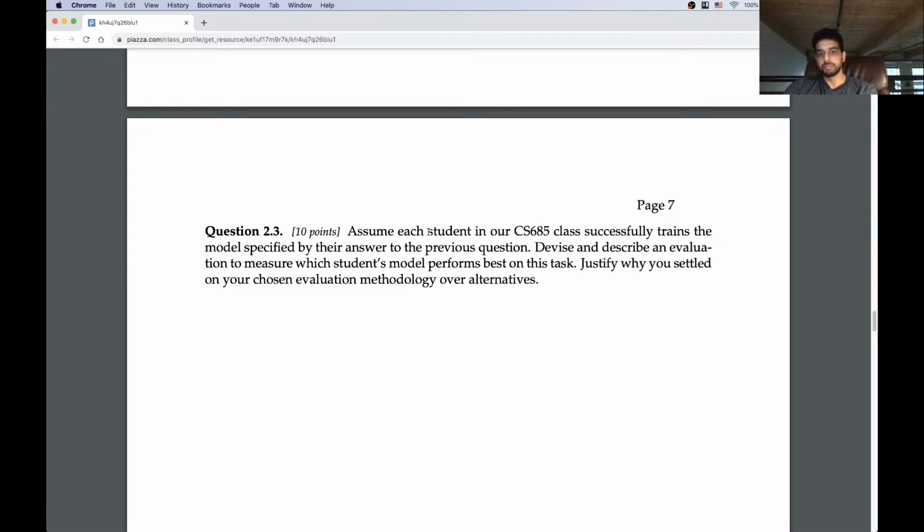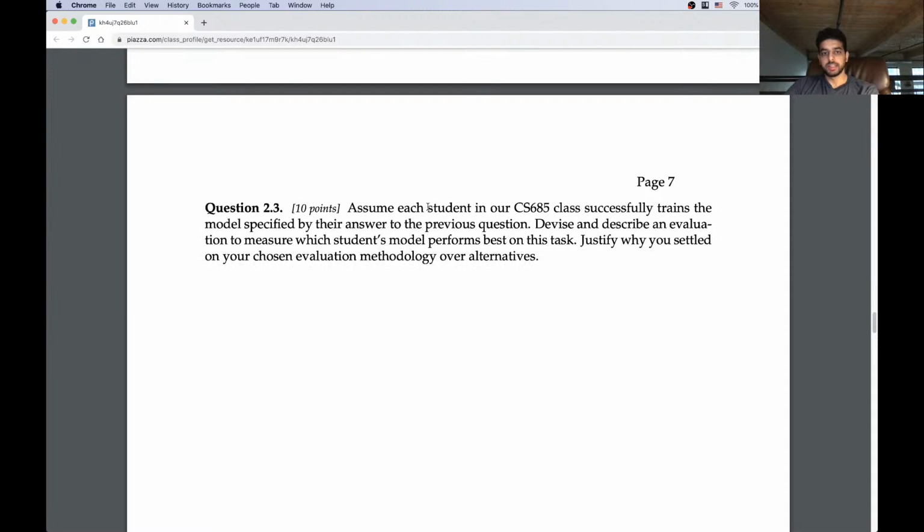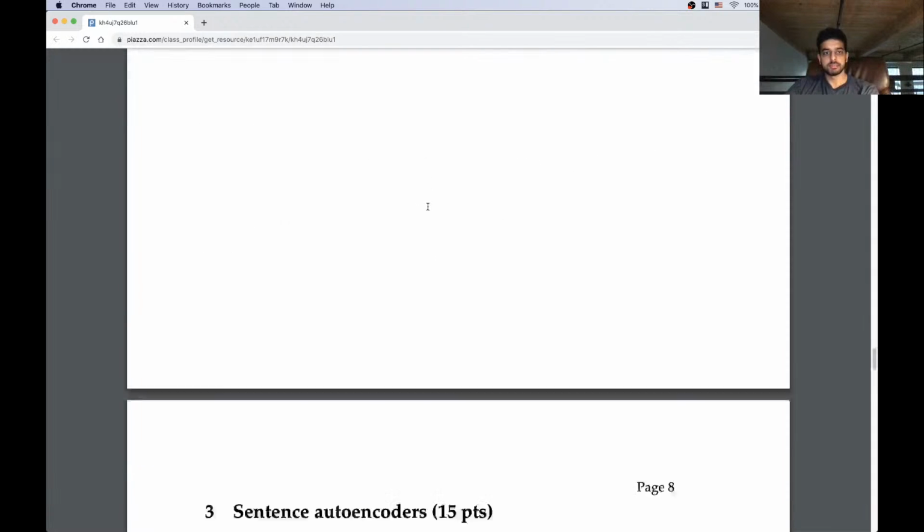N-gram overlap with a single ground truth answer is not a viable indicator here. If you did something using multiple references, we can take that into account and give you partial credit, but really the only way to evaluate this is through a human evaluation, and there's many different ways in which you could have devised this evaluation. So yeah, we'll grade these on a case-by-case basis.